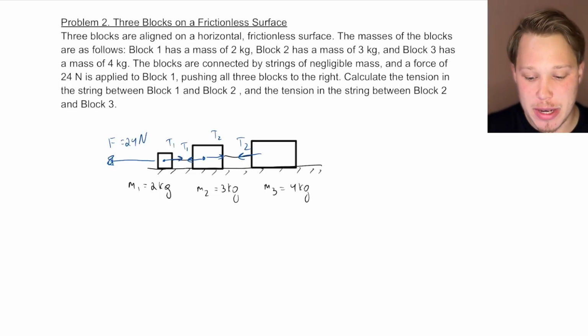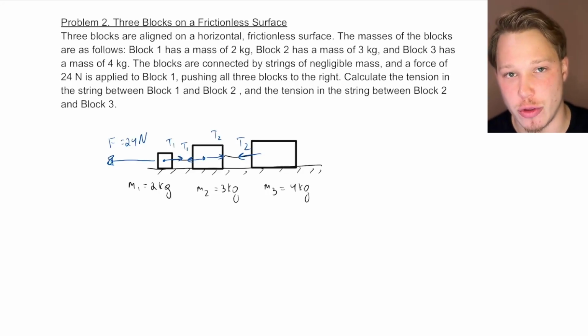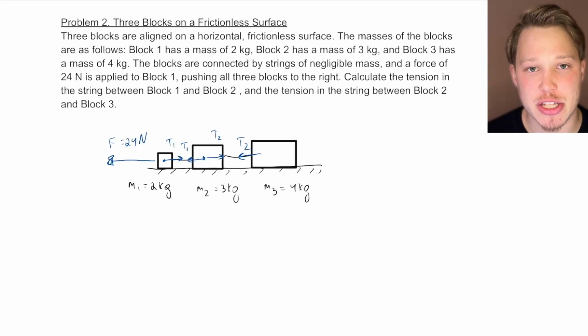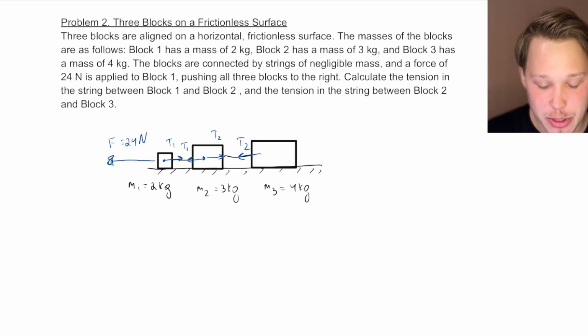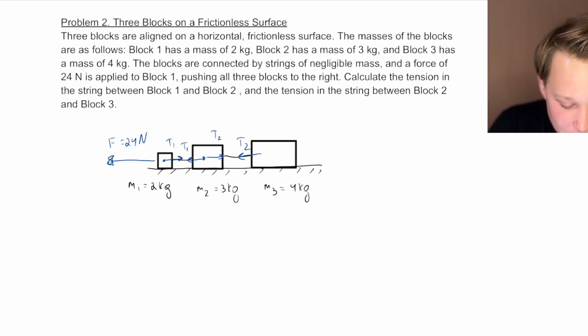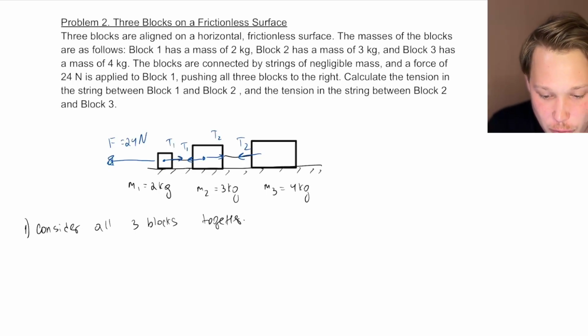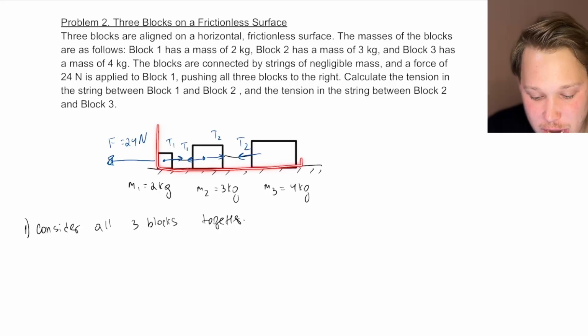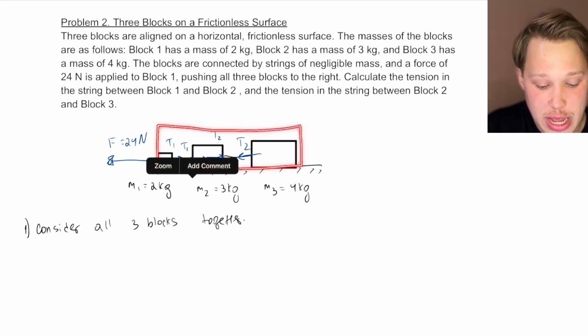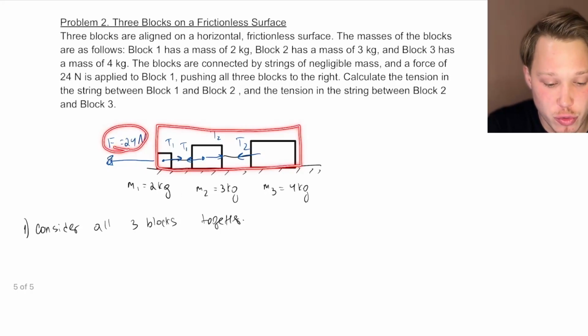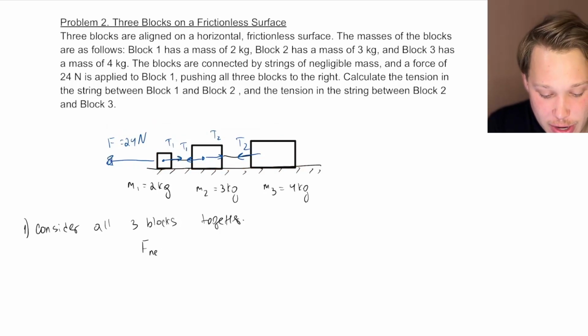So firstly, what would be nice to figure out is the acceleration of all the blocks, because all of these blocks are connected by a string, so they're accelerating together. In order to do that, the simplest would be to just consider them as a system. So consider all three blocks together. From that perspective, it's essentially like one giant block. I will ignore the tensions in between. It is being pushed by the force of 24 newtons, right? So F net is really simple, it's just 24 newtons.